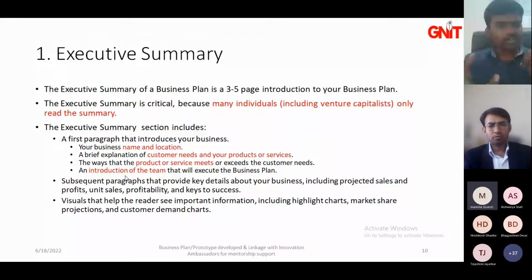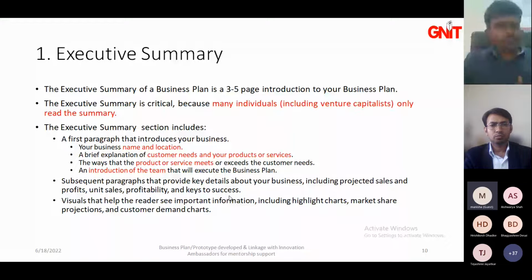Your strong team, you are paying emphasis. So what happens? The investor will be attracted to your business. Your team is strong, your product is also good, it is satisfying the customer, then they will spend the money. Then they give the details about your business: projected sales, profits, profitability, key to success. So after 3 or 4 years, I will get the profit in this range.